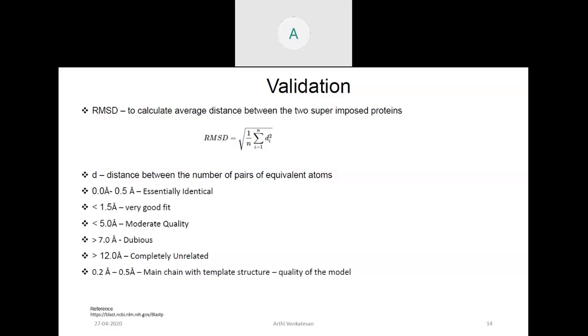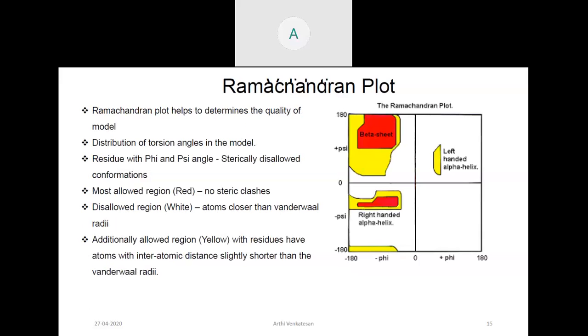Not yet. I'll give the next class about the RCSB database. There you can find out the resolution, around 1.5 angstrom, which means it's a good fit or good model. The quality can be determined through RMSD, and then the Ramachandran plot.